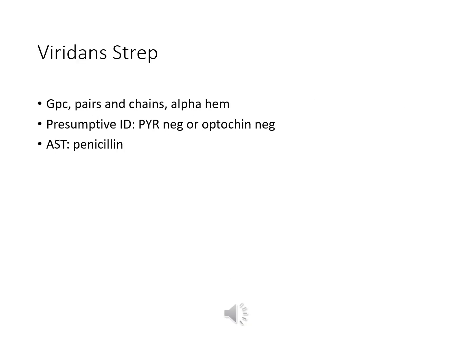Viridans strep. Once again, these are gram-positive cocci found in pairs and chains. They usually will show alpha hemolysis on your blood agar plates. So we need to be able to differentiate viridans strep from Strep pneumoniae. Your presumptive identification could be using PYR negative or optochin negative. Strep pneumo is optochin positive, as well as bile soluble. And with viridans strep, you will not see that autolytic, crater, donut look like you will with Strep pneumo. And you can also treat it with penicillin.